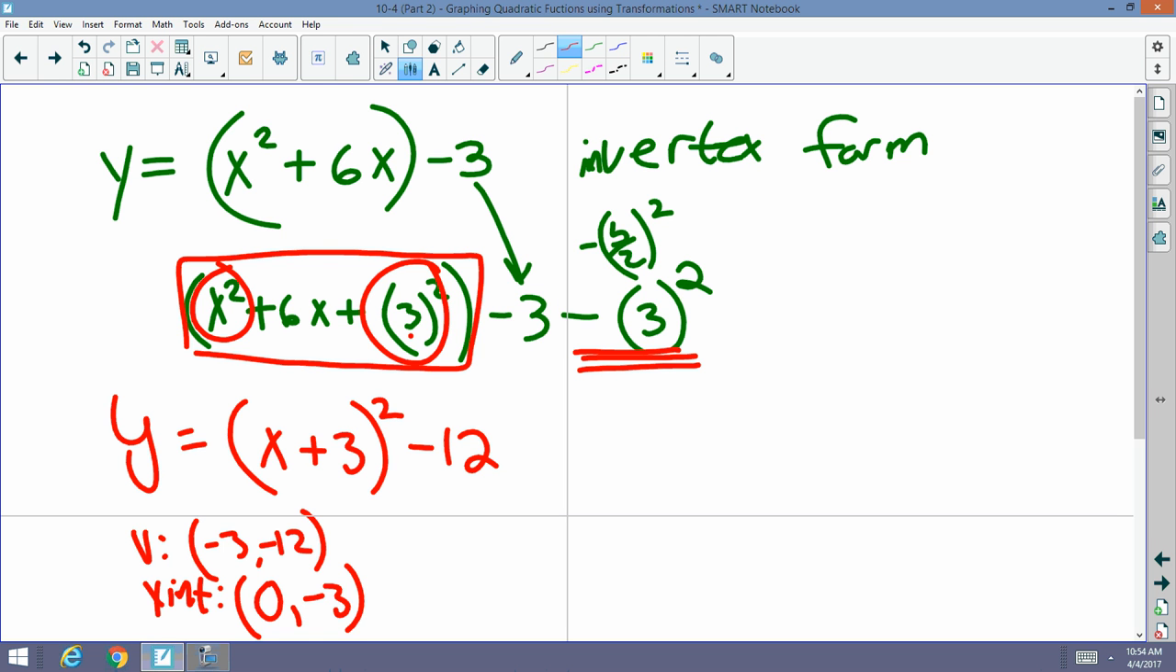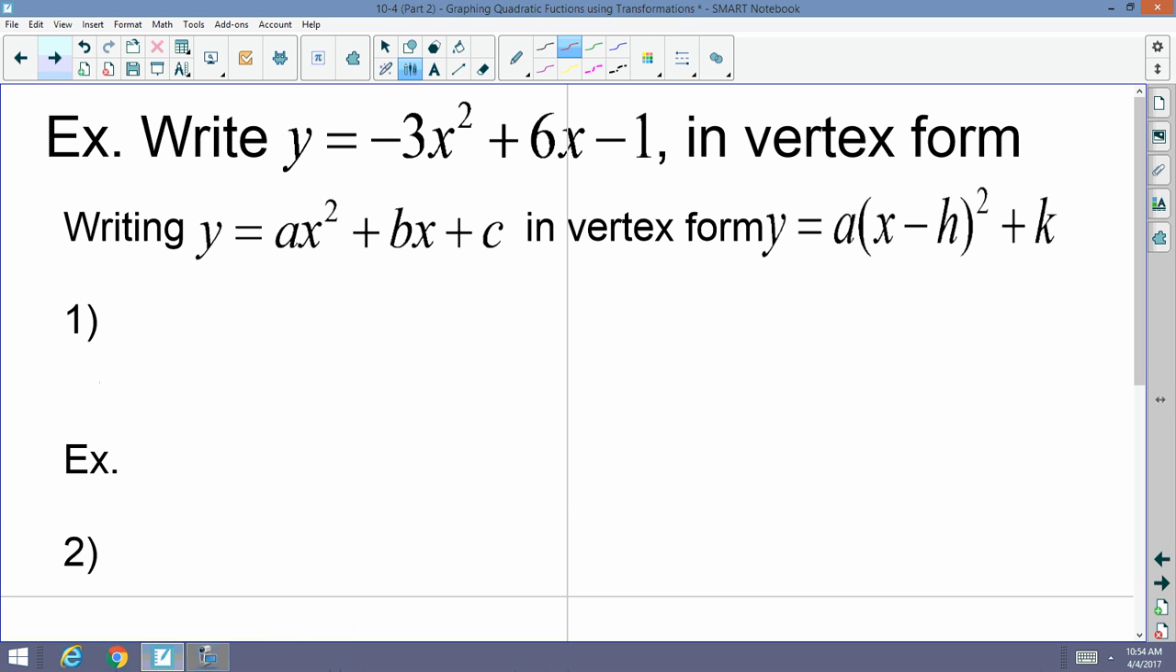I got to complicate one more thing. Are you ready for it? I believe in you. Let's do this. All right, guys, last but not least, I promise. I know it's been a long lesson. You guys have been amazing. I just want to say thank you. I want to write y equals negative 3x squared plus 6x minus 1 in vertex form.